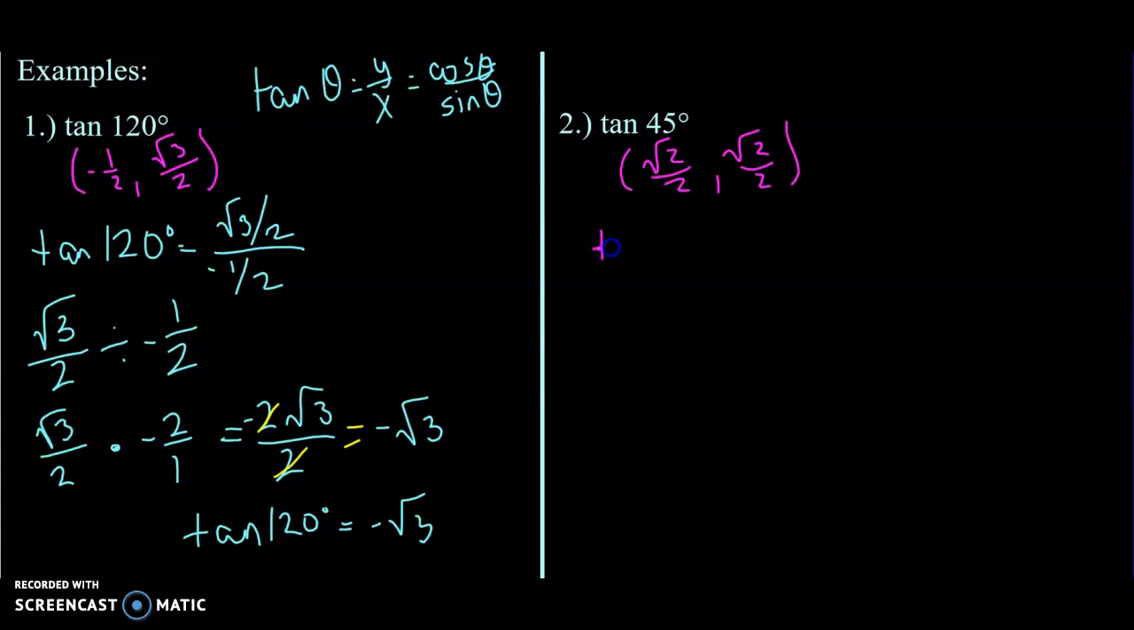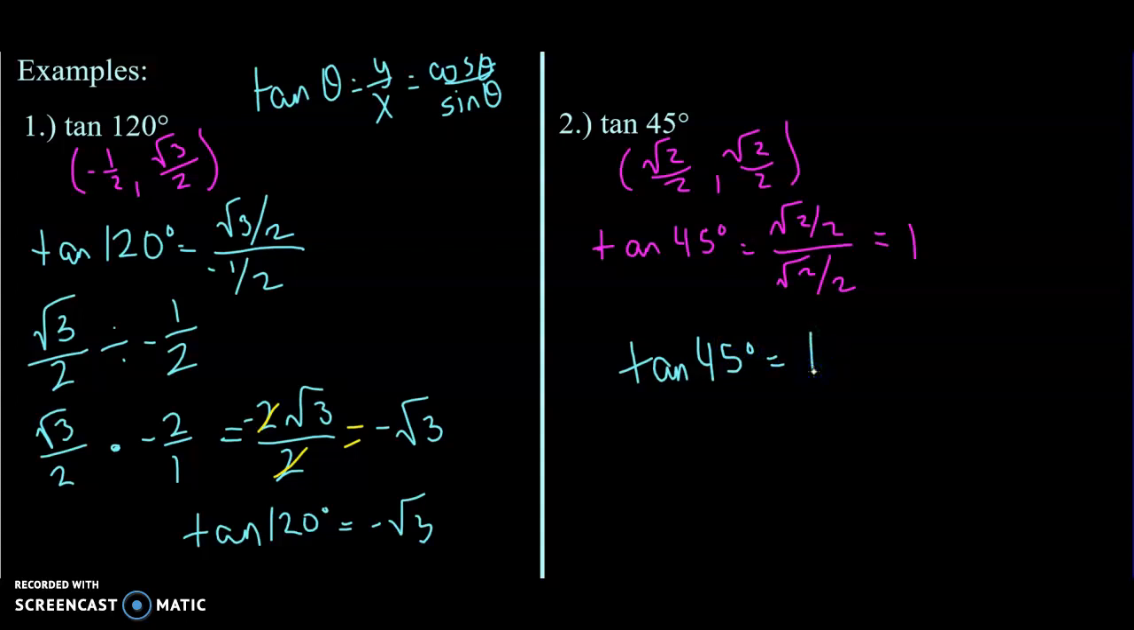So tangent of 45 degrees is equal to √2/2 divided by √2/2. Same thing in my numerator and denominator, so that equals 1. So what do we have? That tangent of 45 degrees is equal to 1.